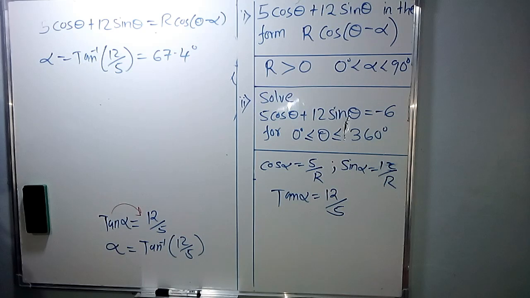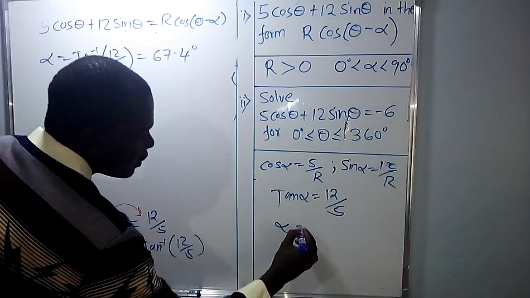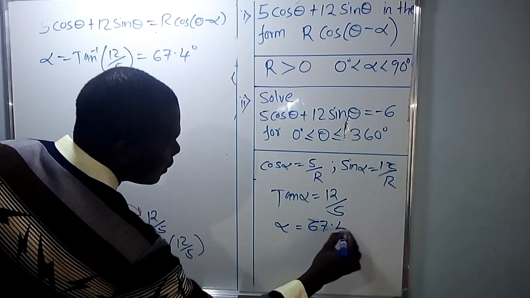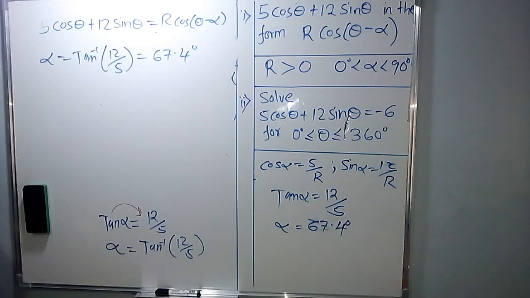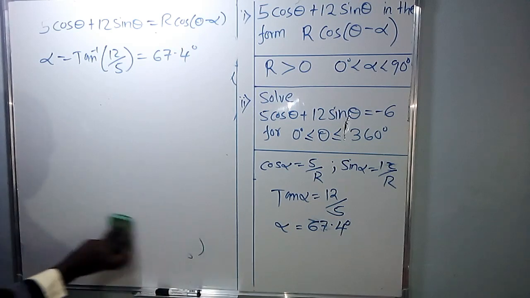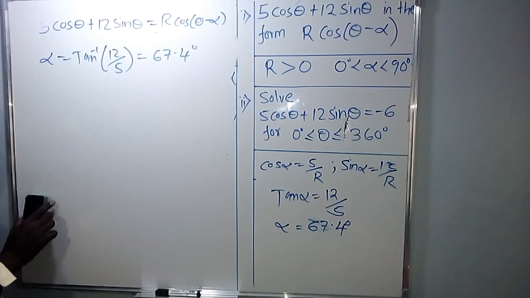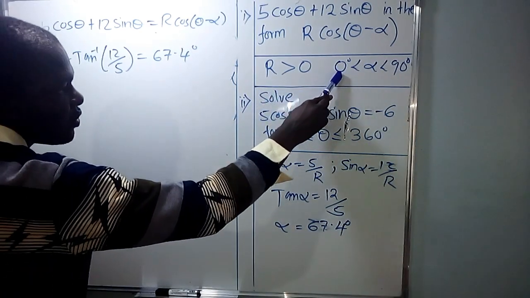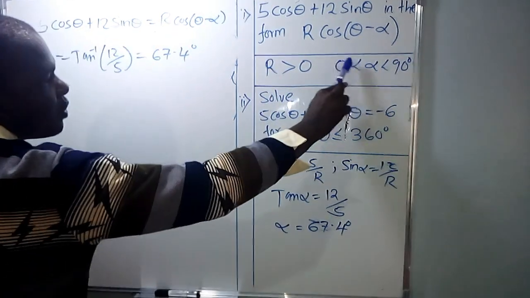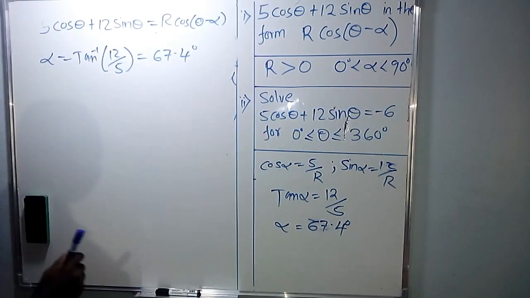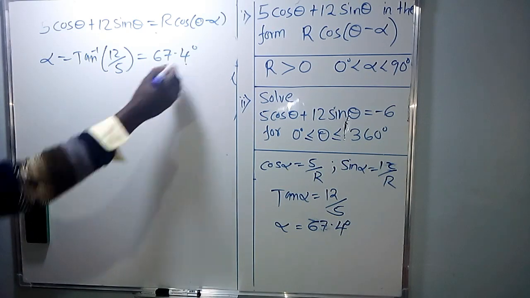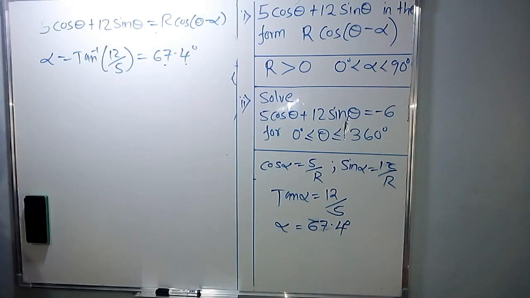Why are we taking alpha to be just 67.4 degrees? Because alpha can be very many. There can be millions of such angles when you use the concept of a unit circle, isn't it? We are taking alpha to be 67.4 degrees only because we've been told alpha is between 0 and 90 degrees, inclusive. Equal sign means 0 and 90 degrees are included in that range. Are you seeing that? So between 0 and 90 degrees simply implies that alpha is an acute angle.